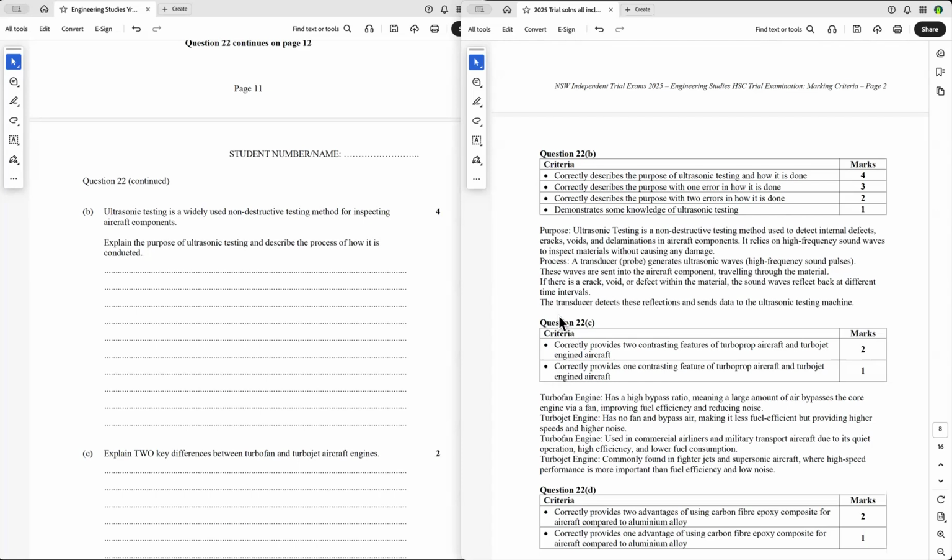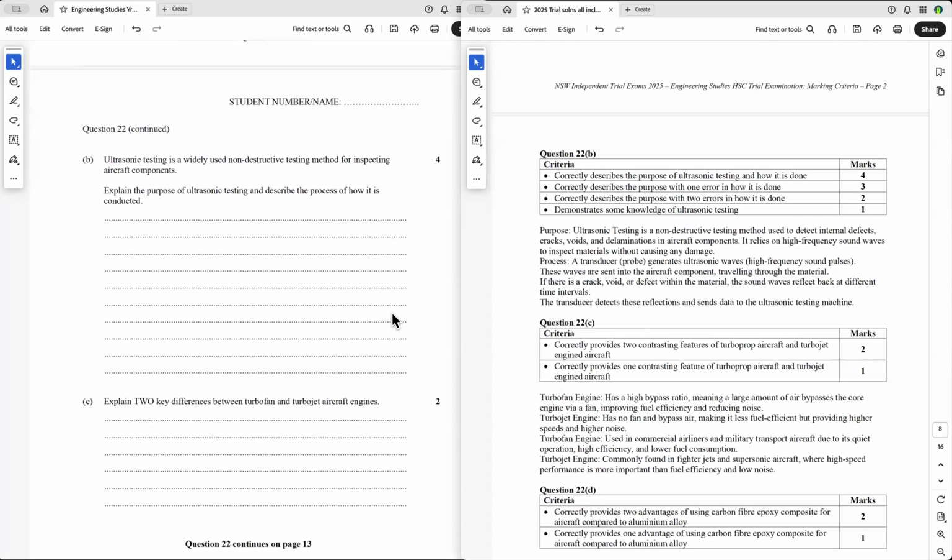And so it's explained here, and that's worth 4 marks, which is a fair number of marks for a question like that. So make sure that you learn all of these facts.